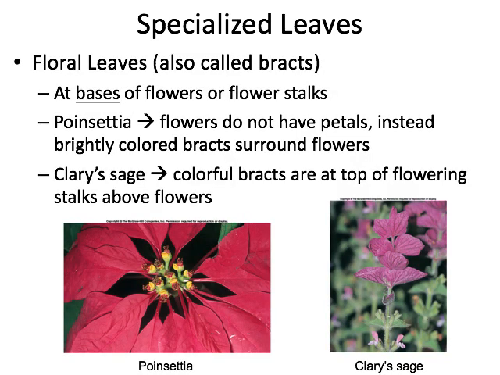Another type of specialized leaf is a floral leaf, also referred to as a bract. These are found at the bases of flowers or flower stalks. So the bract itself is not part of the flower. It might look like a flower petal, but it's not. It's a modified leaf. Examples include poinsettia, that flower that you might see around the holidays, and clary sage.